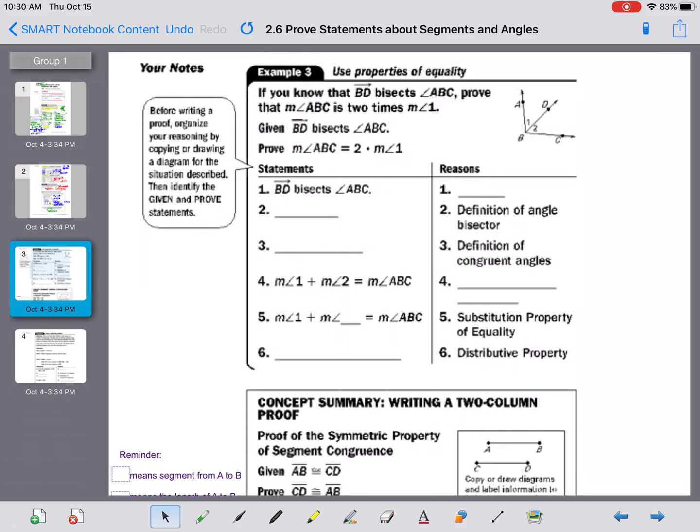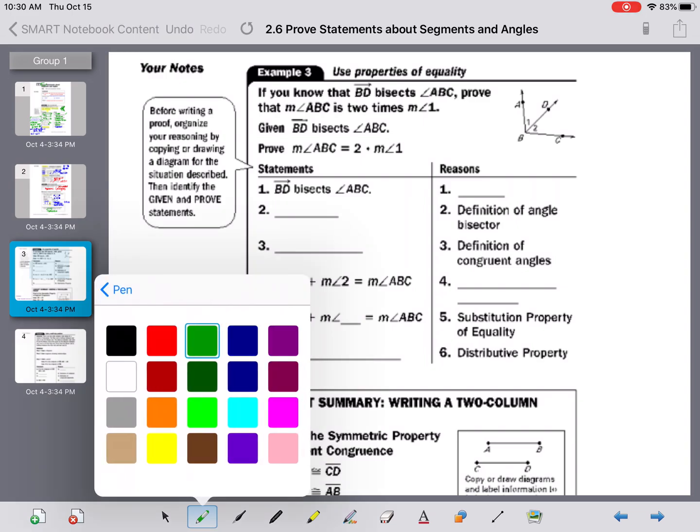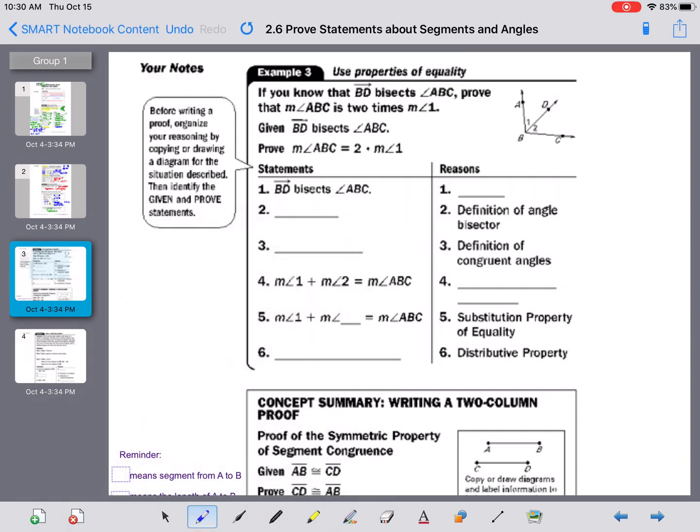We have a couple proofs. That's what this whole page is, so it's just some more examples. And again, the best way to learn this is to go through example after example. Okay, so we start off looking at our picture, looking at our givens, making sure things are marked. So if you know that BD bisects angle ABC, prove that measure of ABC is 2 times the measure of angle 1. Okay, given, ray BD bisects angle ABC.